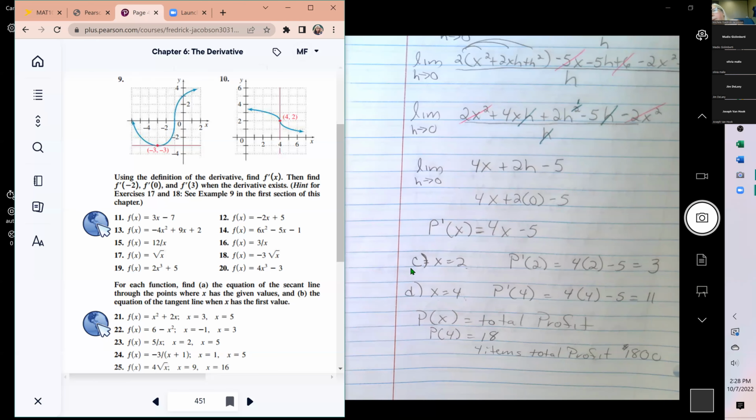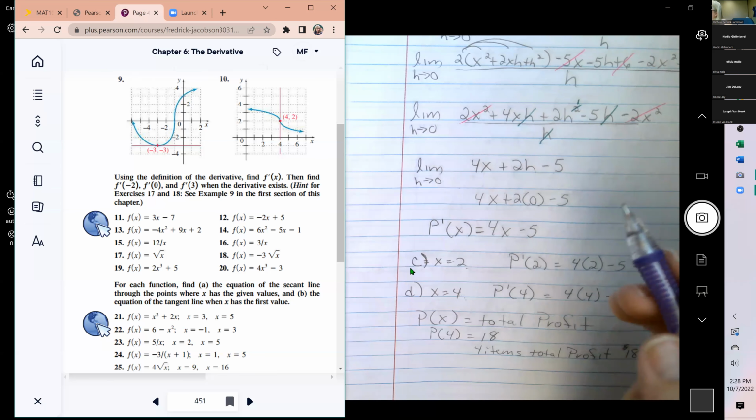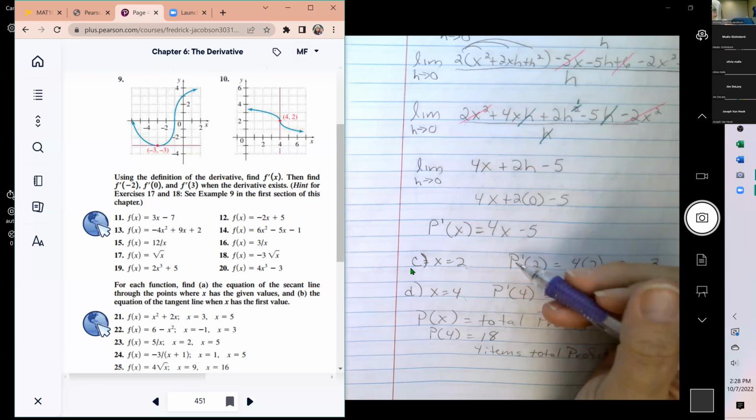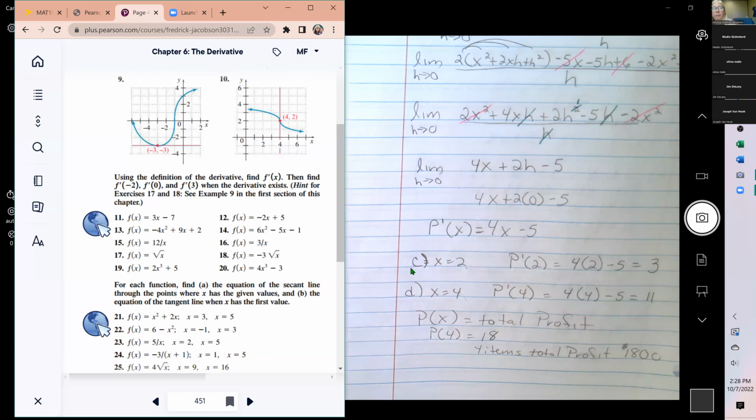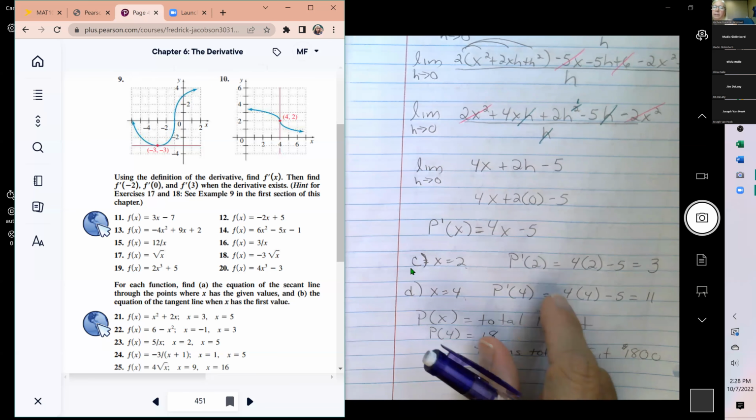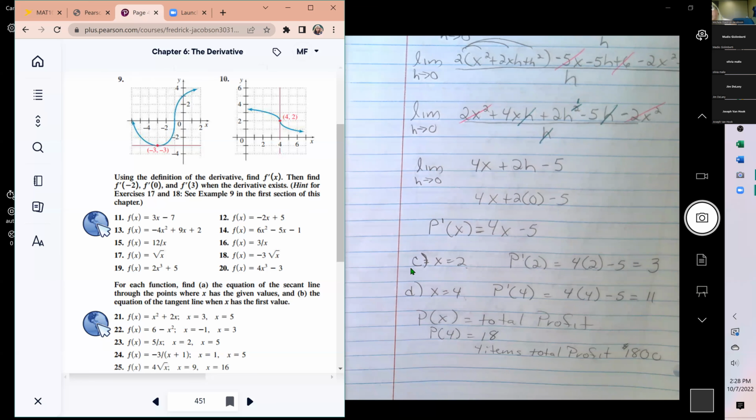I can't remember. I think it's on the take home where I have you find profit and marginal profit, plug in the values, and explain the difference between them. I know this is on the test, but I think it's on the take home. But I will know for sure on Monday. Any questions on that one?